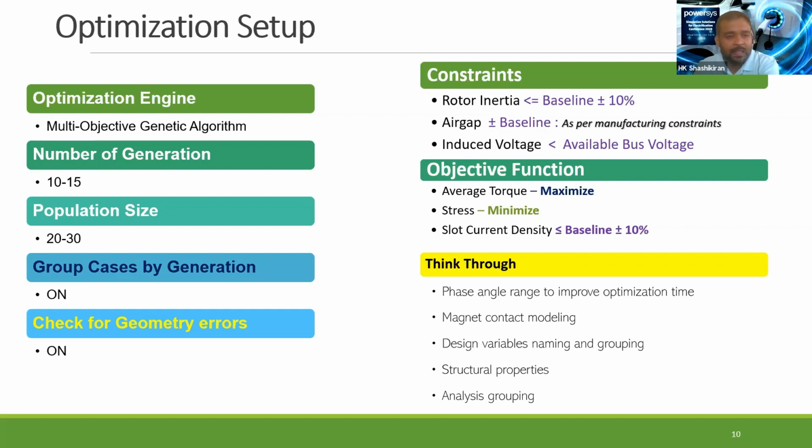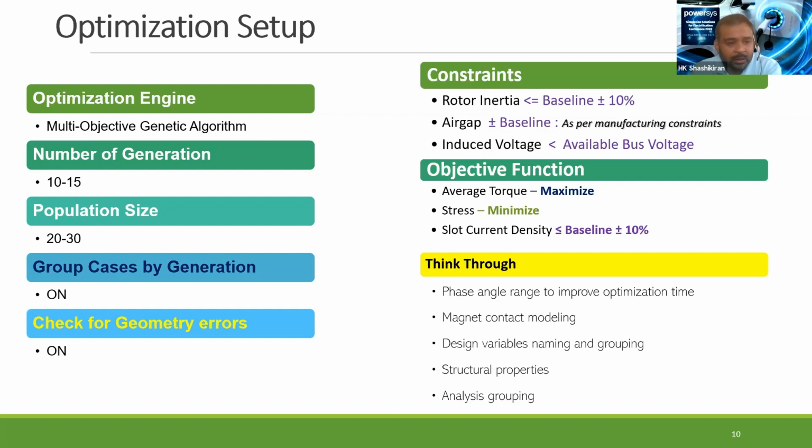For example, what is the max rotor radius and what is the minimum rotor radius? What is the max dimension for the magnets that this machine can take up? And the number of generations is basically dependent on the number of variables. So this cannot be less than the number of variables that you have. It has to be a number which is higher than the number of variables that you have. So for us, it is somewhere between 10 to 15. The population size is basically 20 to 30.